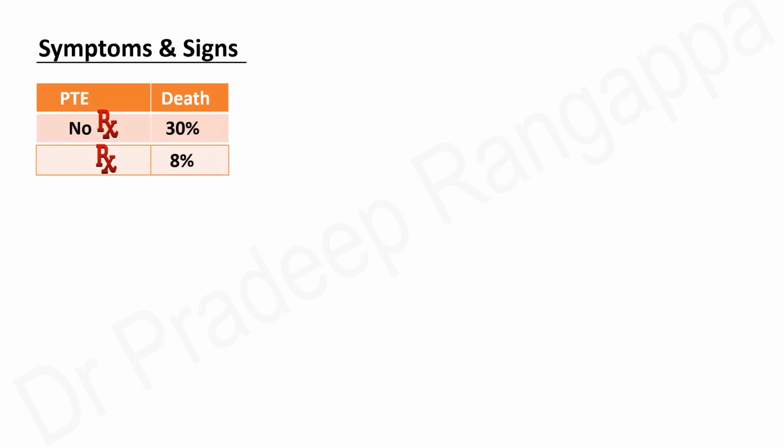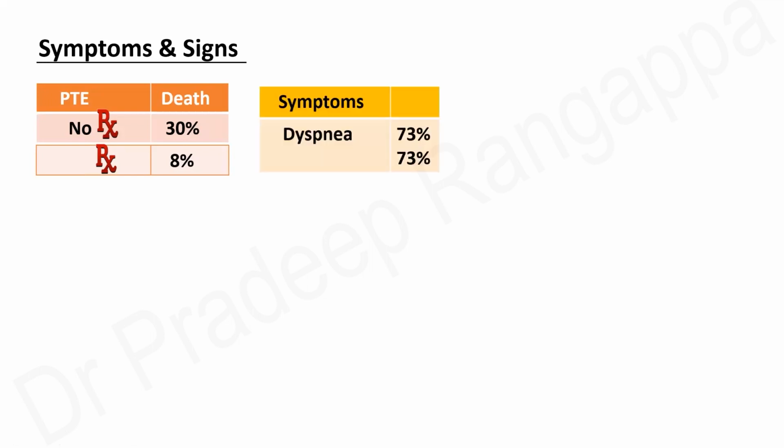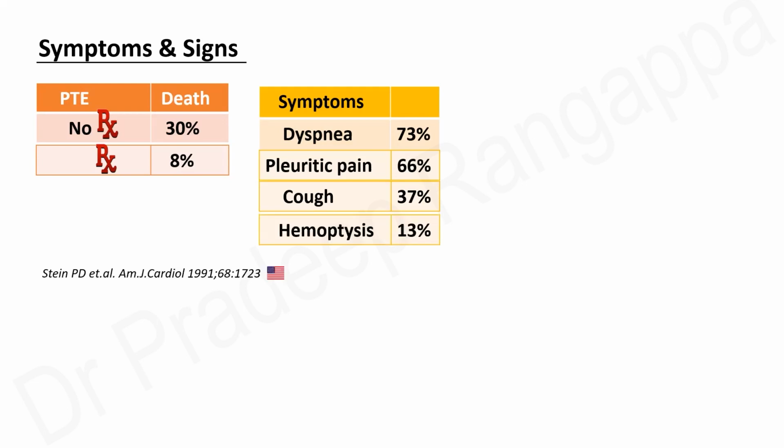So what are the symptoms and signs in pulmonary embolism, which we discussed during the master class? The key essence of pulmonary embolism is to identify, because if there is no identification, no treatment, death happens in 30%. But if the identification is done and appropriate treatment is done, the death could be reduced to 8%. When we look at symptoms, 73% of them will have dyspnea, 66% are said to have pleuritic pain, 37% have cough, and 13% have hemoptysis. This is taken from an old study by Stein et al. that came from the US. So the predominant symptom will always be dyspnea or shortness of breath.